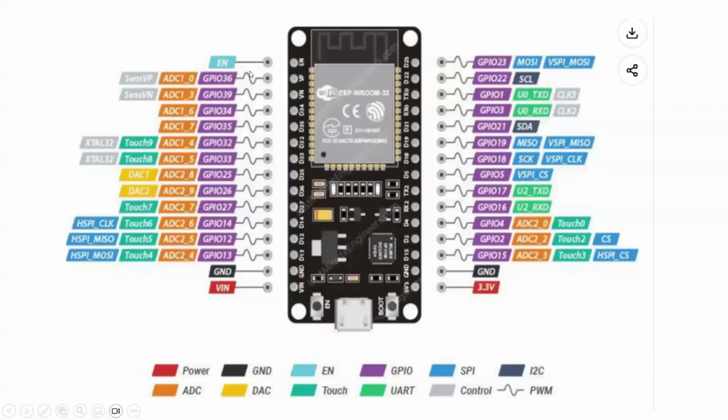Okay, so these are the pins available for the ESP32. So these are D1 to D34. Okay, total output pins are there, and two ground pins available on this microcontroller, and two power ports are also available, that is 3.3 volt.